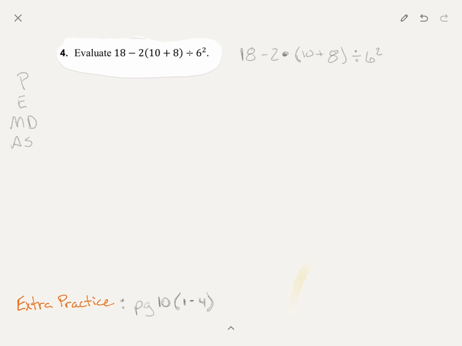And again, I'm going to write it this way. So first thing I always do is anything in parentheses. Okay, so I'm going to find the parentheses here, 10 plus 8, and that equals 18. Now, a big mistake a lot of people make is they do too much in their head and not writing things down. So I'm going to work this problem out, and then I'm going to bring everything else down.